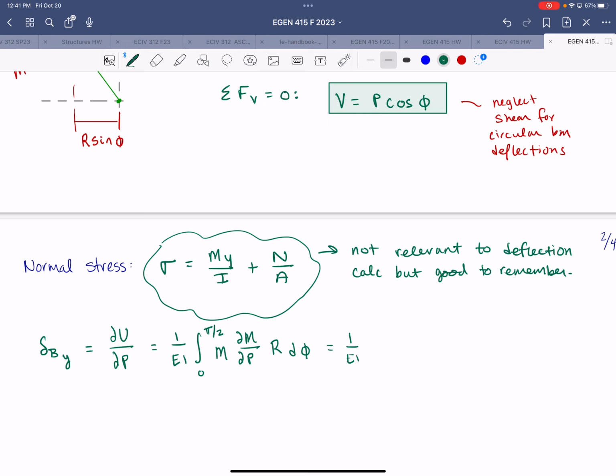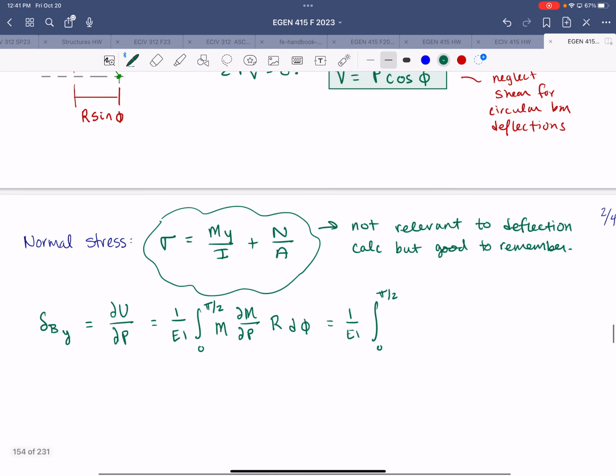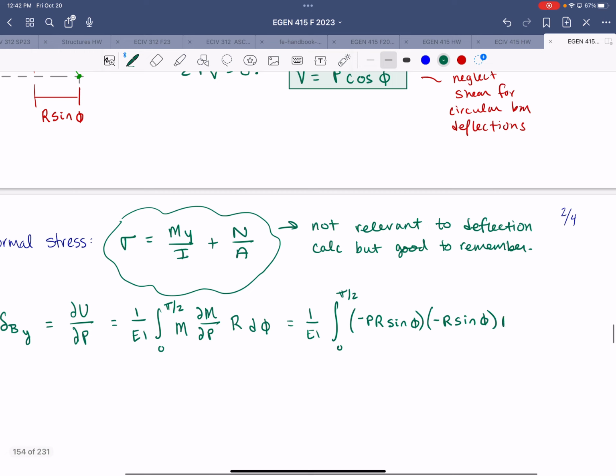So that's 1 over EI times the integral from 0 to pi over 2. And then our moment is negative PR sine phi, and the partial derivative of the moment with respect to P is negative R sine phi. And then we have R d phi. So there's M, and the partial derivative.